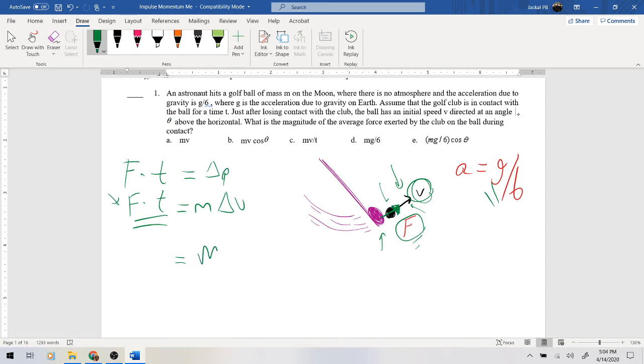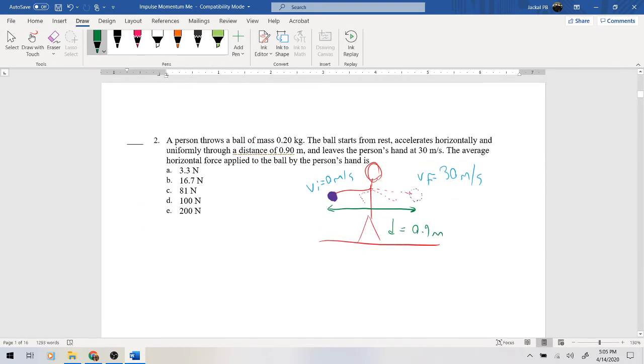So then it's just going to be m. It doesn't state that it starts from rest, but we can just assume. So v minus 0, because final velocity is just v and initial velocity is 0, equals F times t, and they're asking for average force, so it's mv divided by t. You don't need to worry about the angle or gravity at all.